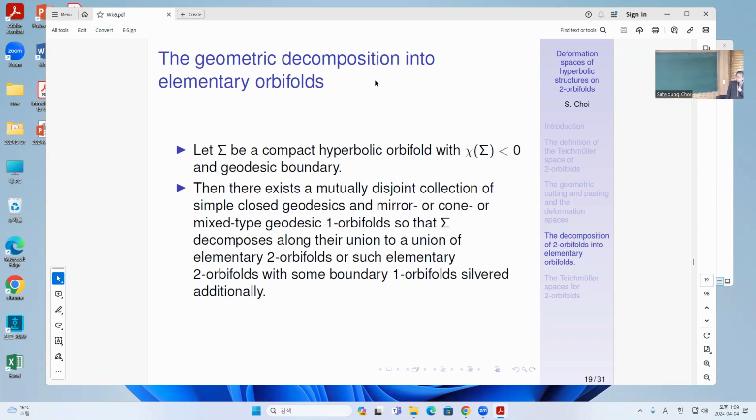Okay, so I will continue from the last time, the geometric decomposition to elementary orbifolds. First of all, there is a decomposition to elementary orbifolds, because whenever you do this, you decrease the absolute value of the eigenvalue whenever you cut up some orbifold. So in the end, you will always be left with elementary orbifolds, so you cannot do anything anymore, right?